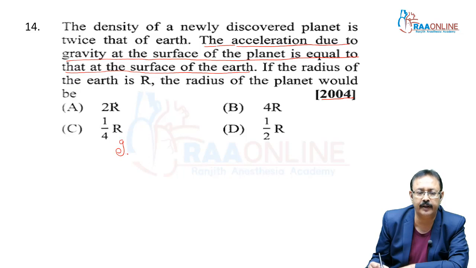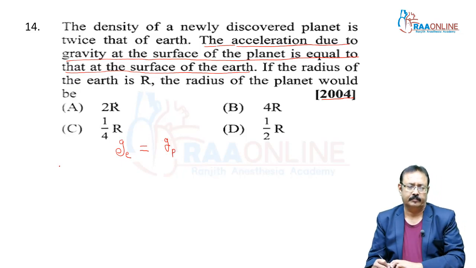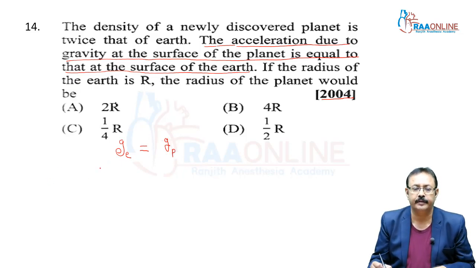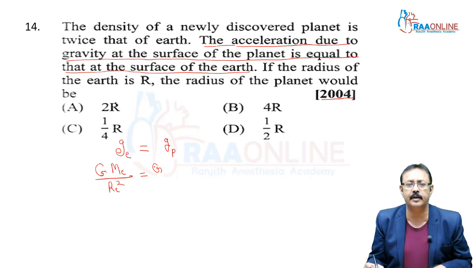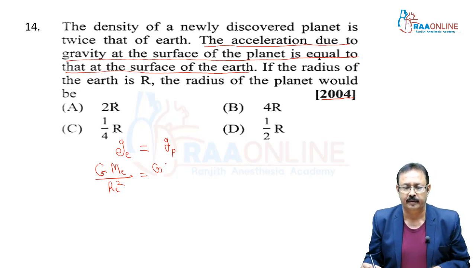The acceleration due to gravity on Earth is equal to the acceleration due to gravity on the surface of the planet. But what is the formula for g? It is capital G. First I am talking about Earth. So I am taking the mass of Earth upon the radius of Earth whole square. G is the same everywhere. That's why it is known as the universal gravitational constant. But I am talking about the planet, so I have to take the mass of the planet. I have to take the radius of the planet.